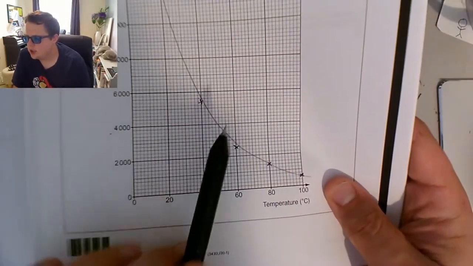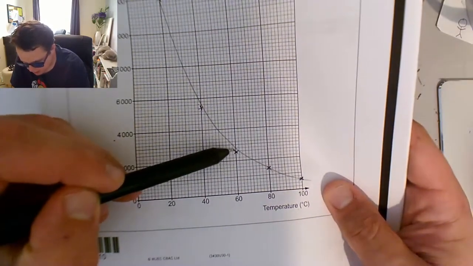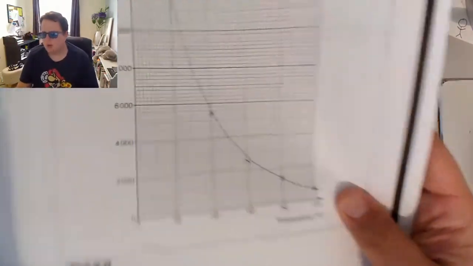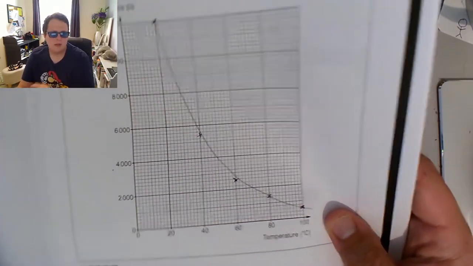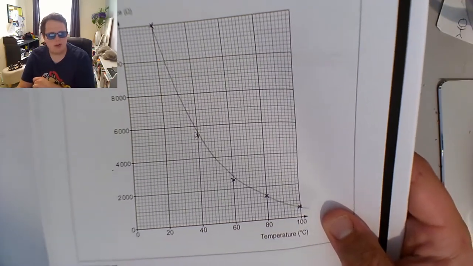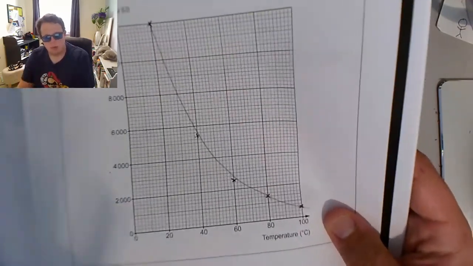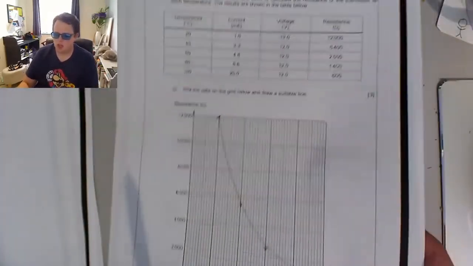Now, key thing with the line is it should be within one small square of each of these points. So I would just about get it. So I would get all 3 marks. 2 marks for the correct points, 1 mark for the line. If you got 1 point out of place, you get 1 mark and 1 mark for your line. And there we go. The other key thing, make sure your pencil's nice and sharp when you do these.